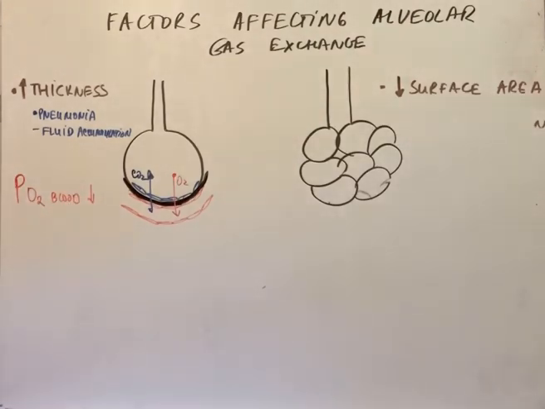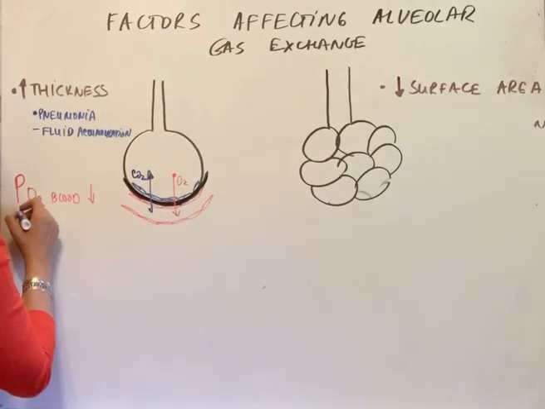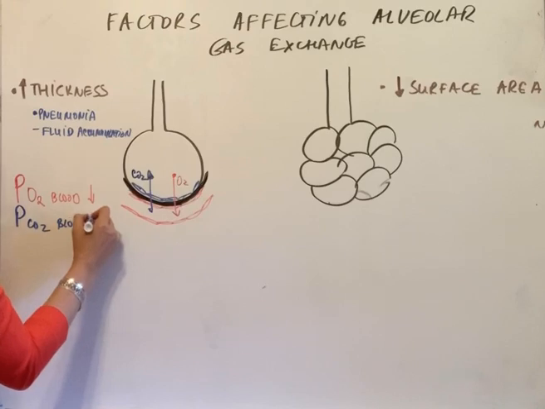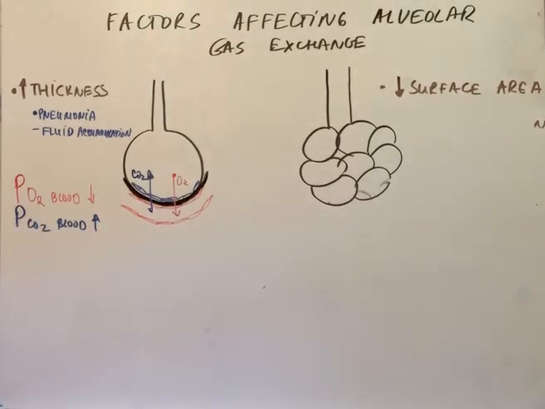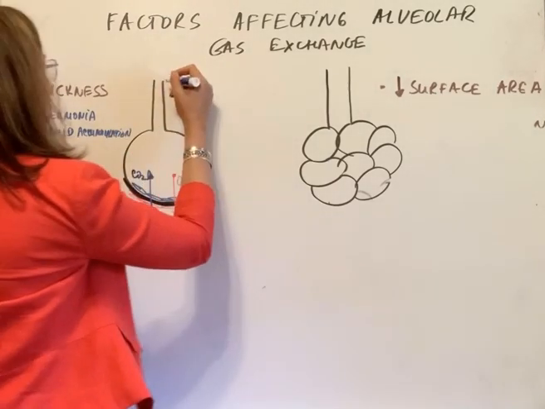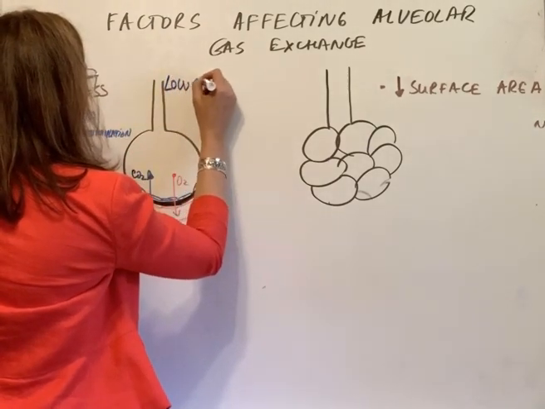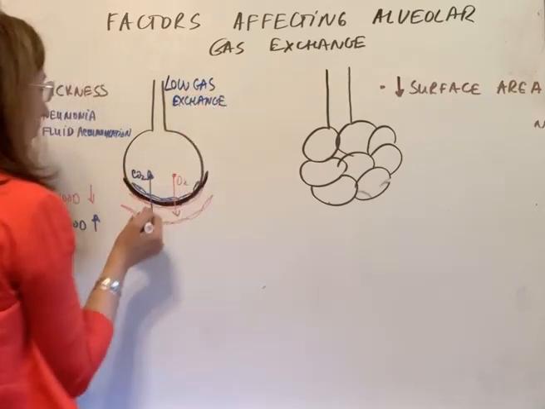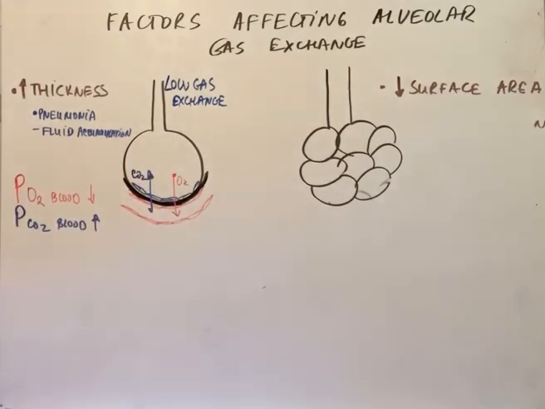And what's going to happen to partial pressure of carbon dioxide in blood? Partial pressure of carbon dioxide in blood is going to increase. So we have an insufficient gas exchange. It is low, right? I'm going to write here low gas exchange, because this diffusion of gases is affected and we have less oxygen in the blood and more carbon dioxide in the blood. This low concentration of oxygen in the blood is known as hypoxemia.